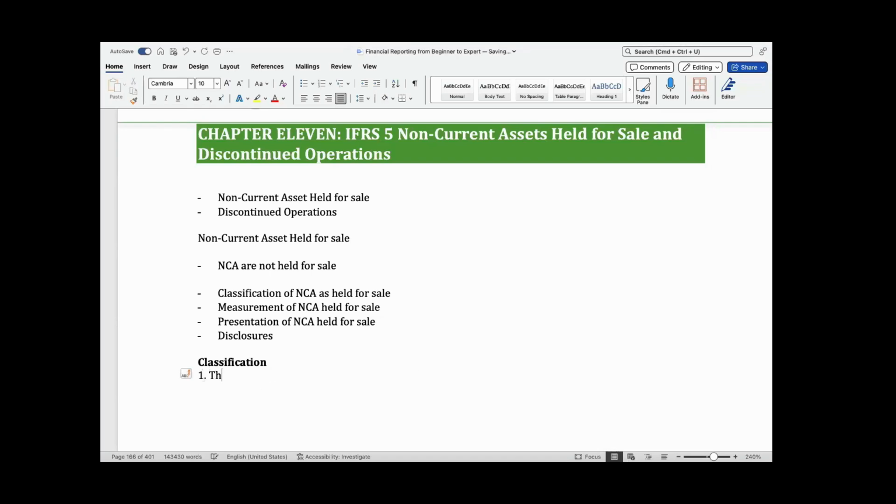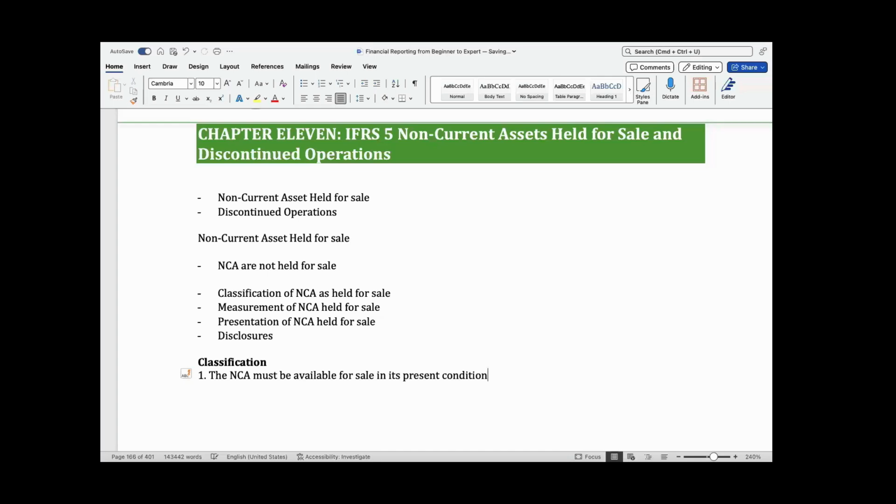And number one is that the non-current asset must be available for sale in its present condition. The non-current asset must be available for sale in its present condition. So before you can go ahead to classify a non-current asset as held for sale, it means that asset must be available for sale in its present condition.